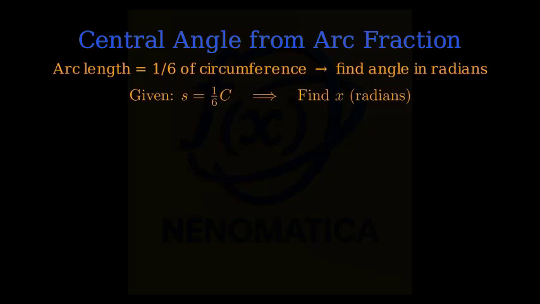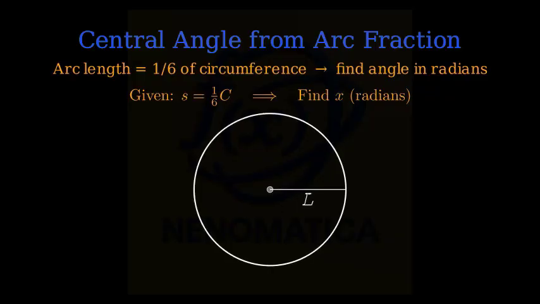Example. We will find the central angle in radians for an arc whose length is 1/6 of the circle's circumference. We'll follow a clean 4-step plan, matching the proportion method shown on screen. First, let's build an intuitive picture. Here's a circle with radius L. We'll highlight an arc that is exactly 1/6 of the circumference. The central angle that subtends this arc is unknown. We'll call it x radians.